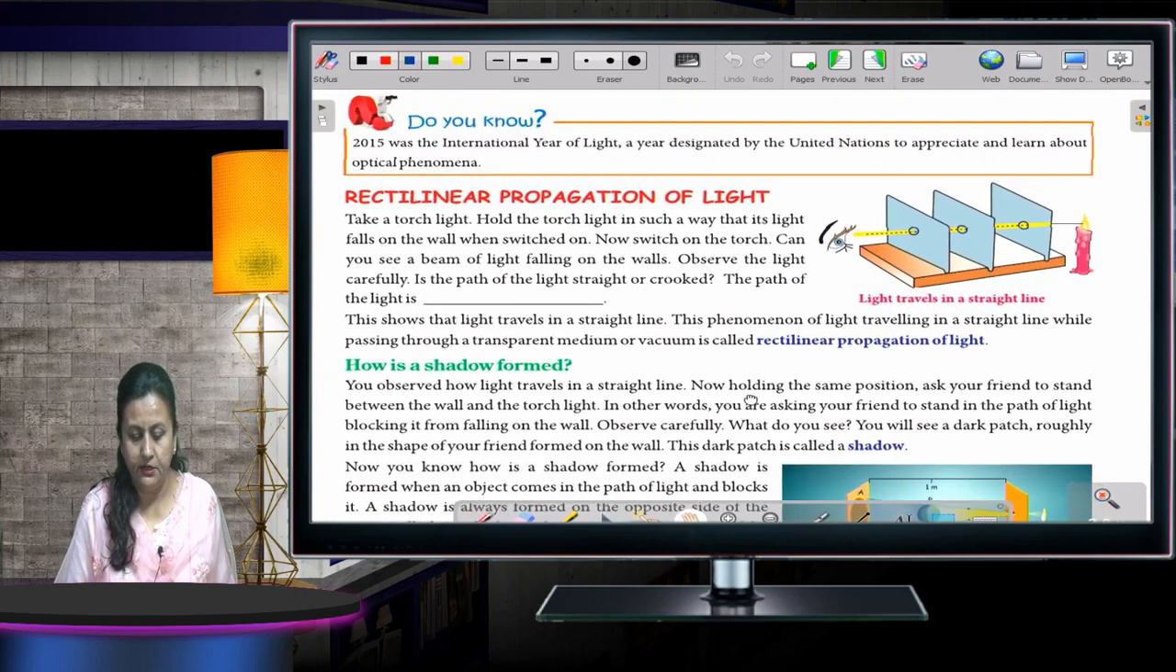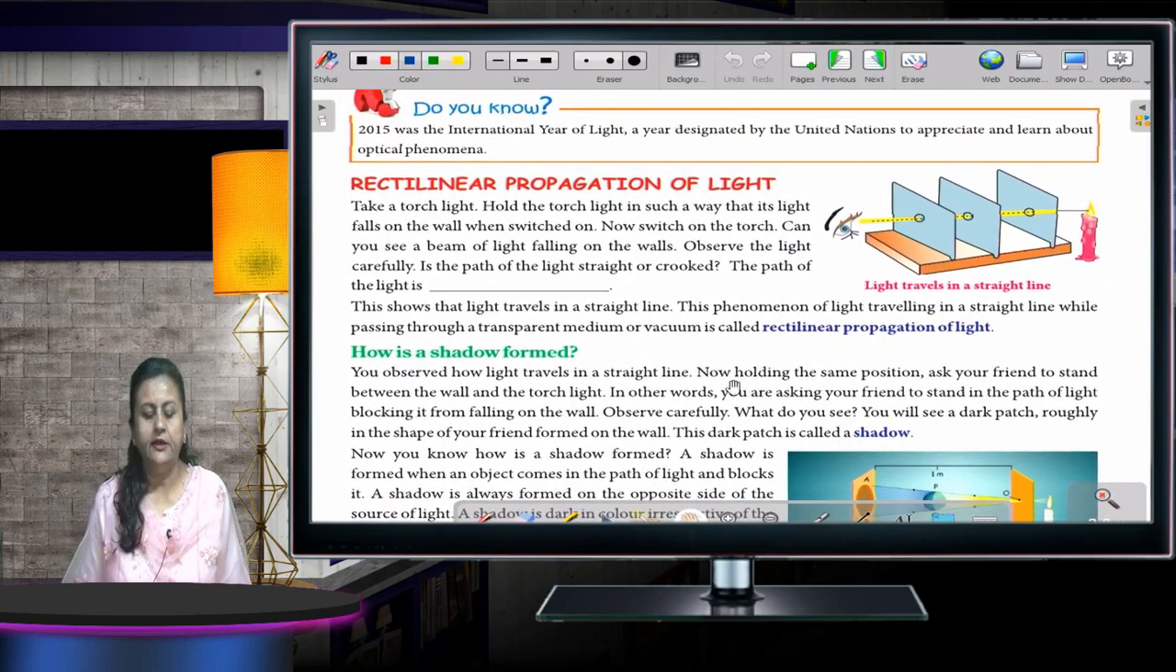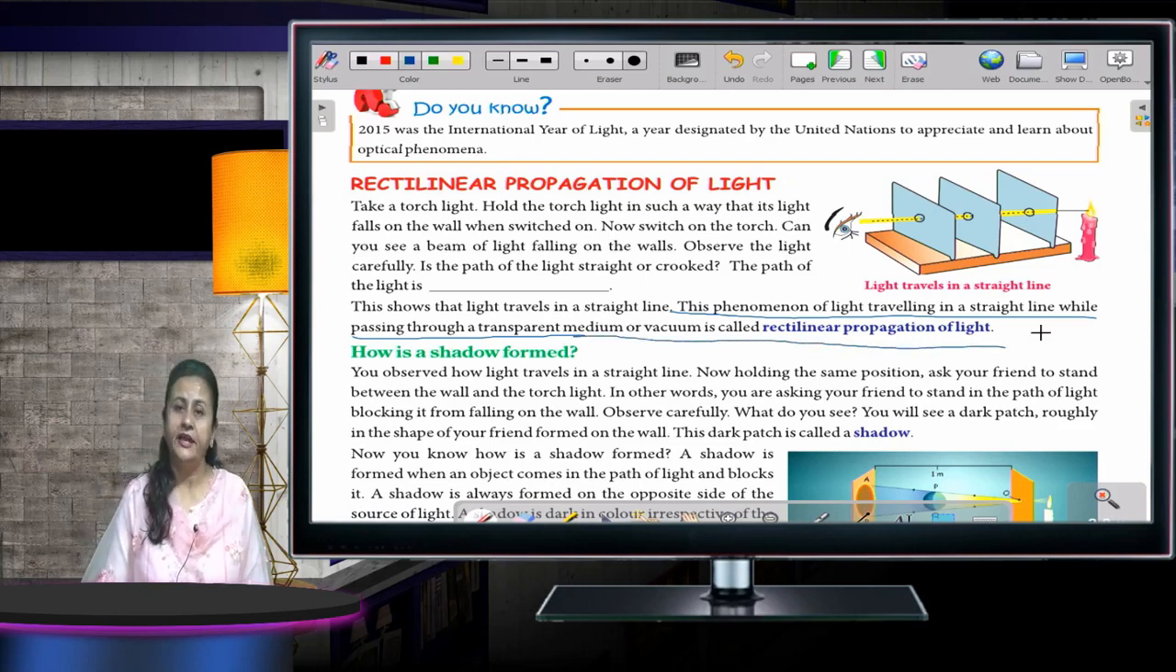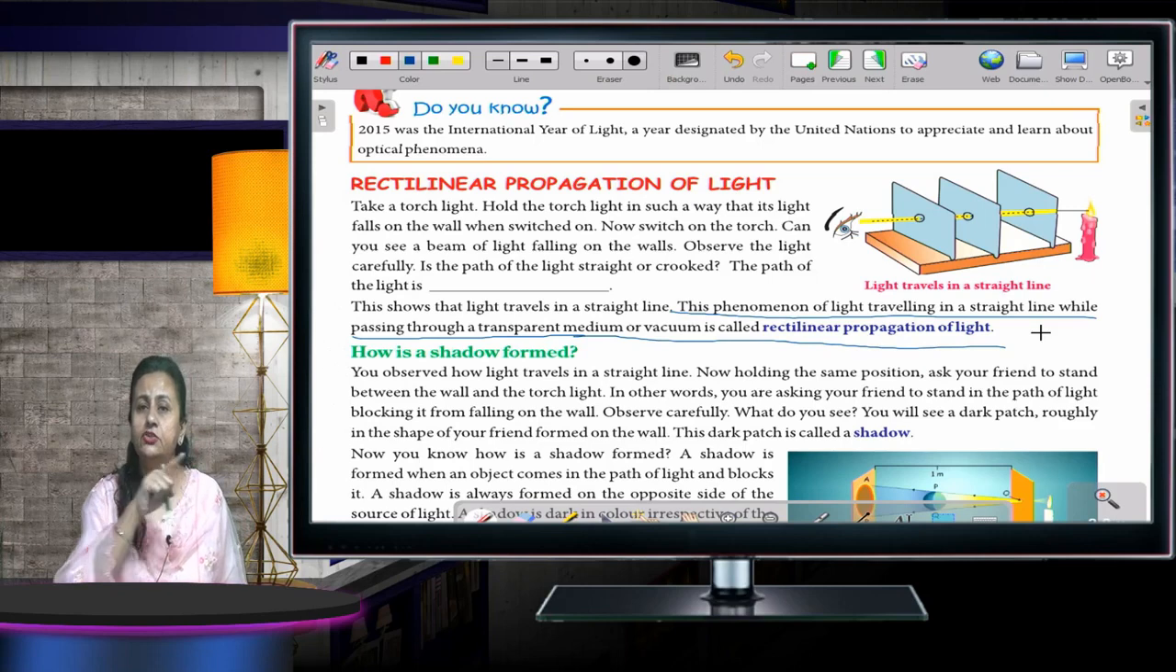Rectilinear propagation of light. What does this mean? It means that light always travels in a straight line. The phenomenon of light traveling in a straight line while passing through a transparent medium or vacuum is called rectilinear propagation of light. Light always travels in a straight line.